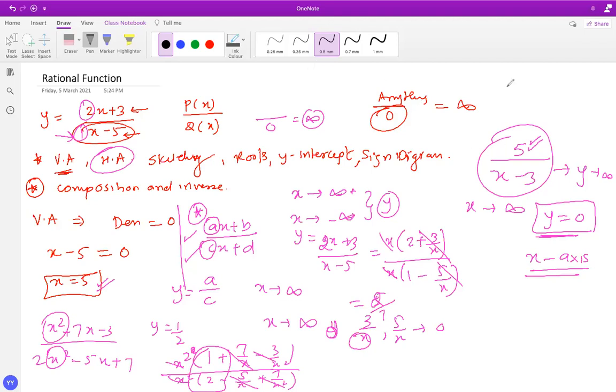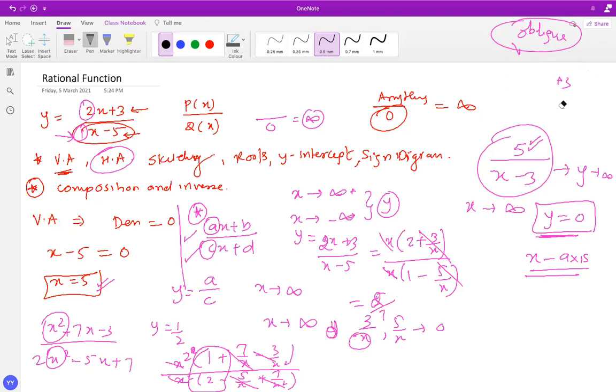I think the third case is, what if your degree of numerator is higher? For example, you've got x squared plus x plus 3 over x minus 2. In that case, you will have something called an oblique asymptote, which is only for the higher level students. So I'll cover that part in the next series.